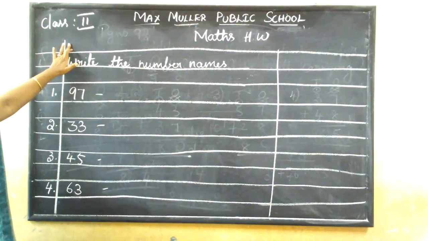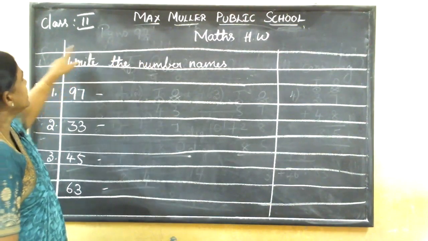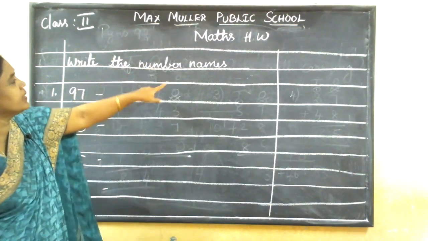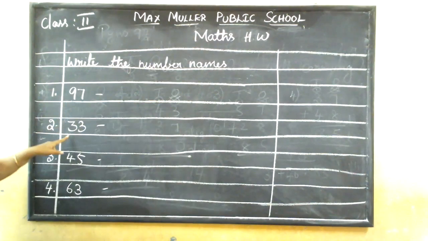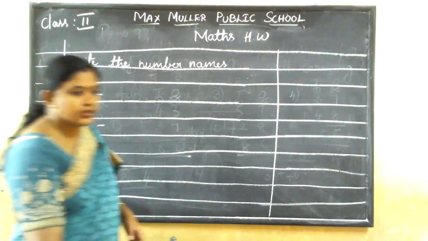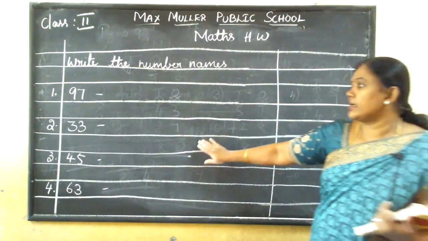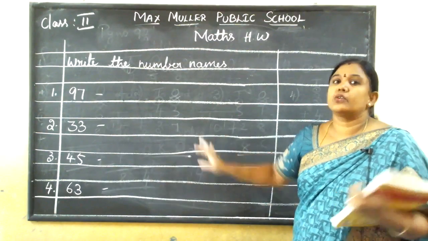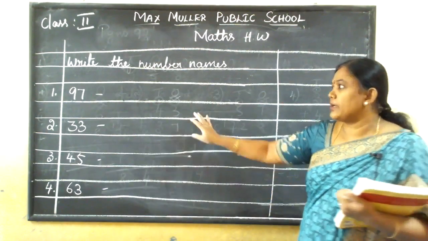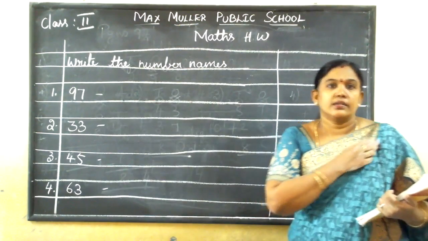See, once again I am repeating. Take a fresh page, maths homework note. Leave one line, write a heading, write the number names. For these numbers, you want to write the number names: 97, 33, 45, 63. Understood, children? You want to write the homework neatly. When you are writing the number names, sharpen the pencil. Don't make spelling mistakes while writing. Check the spellings. Understood? Thank you, children.